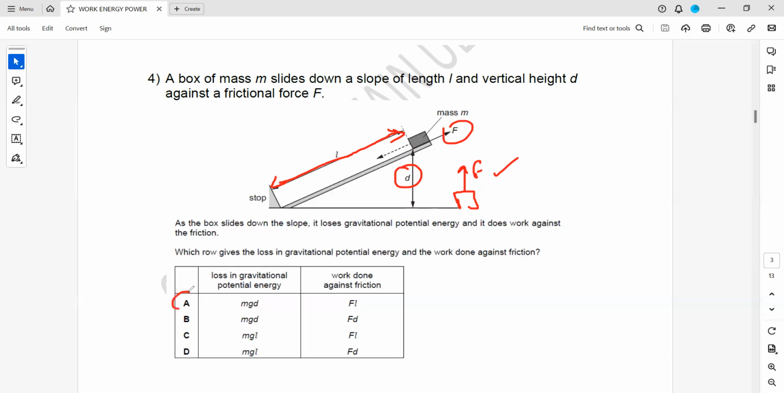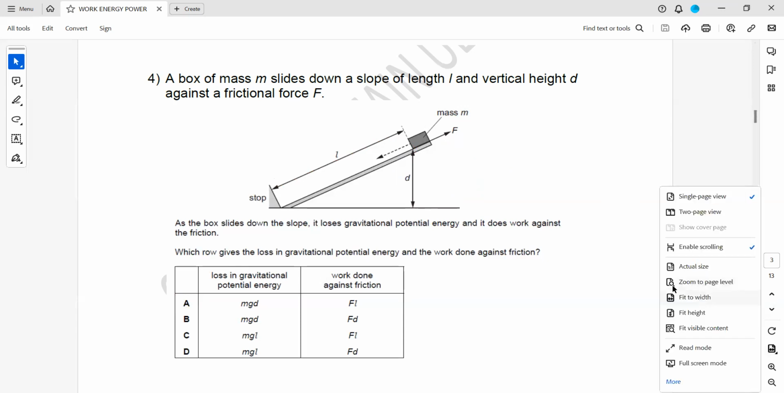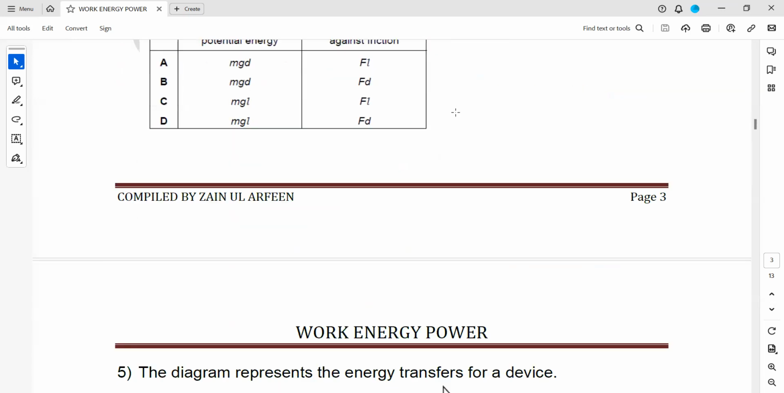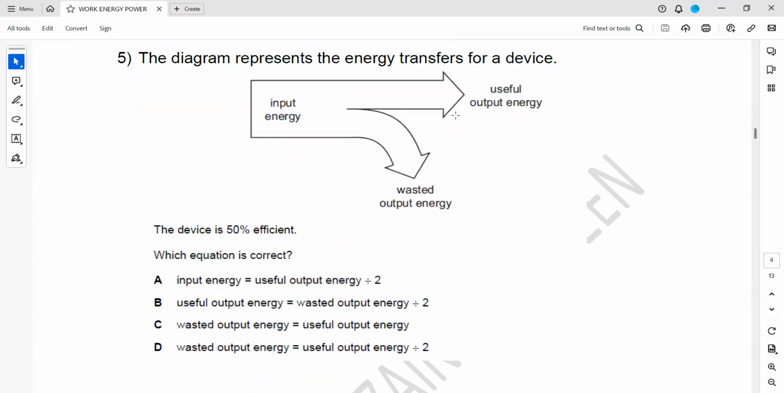Is it clear? Discussion? So whenever you are calculating a work done, it's force multiplied by distance in the same direction.